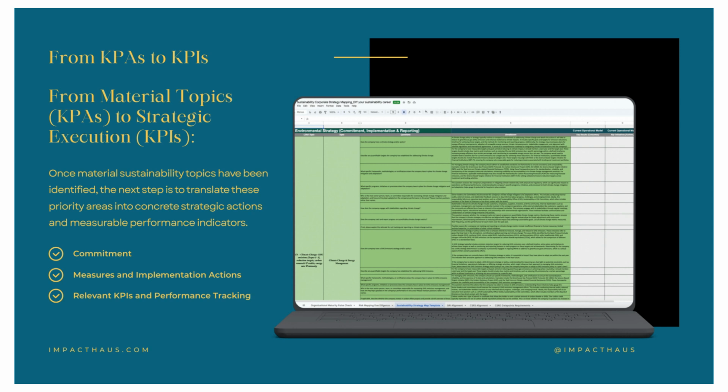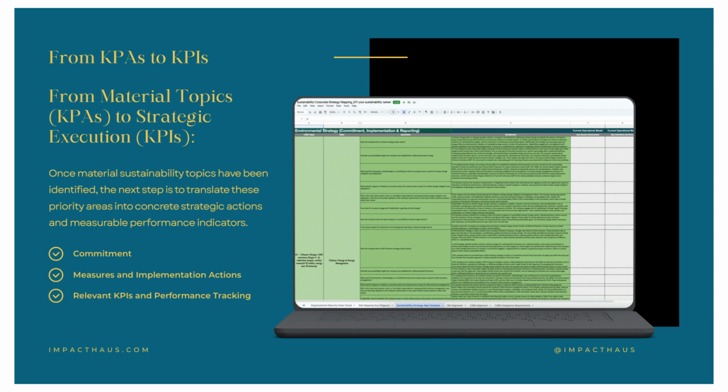The structure follows a simple strategic flow where every sustainability topic passes through 3 layers. First, the commitment, which defines the direction the organization wants to take. Second, the implementation measures, which describe the concrete initiatives that will be executed. Third, the KPIs, which allow the organization to measure progress over time. Many companies jump directly to metrics without clearly defining commitments or actions, but good sustainability strategy always follows this sequence. Commitment first, action second, measurement third.